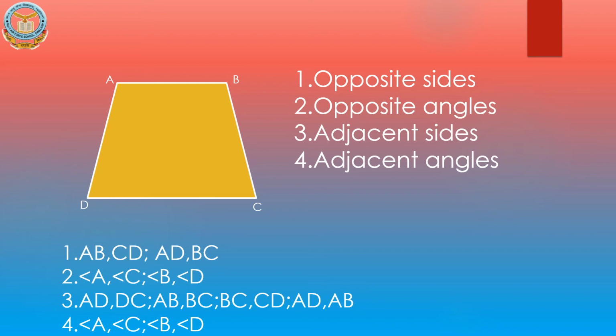AD is adjacent to DC. AB is adjacent to BC. BC is adjacent to CD as they have a common vertex C, and similarly AD is adjacent to side AB. Adjacent angles. Angle A is adjacent to angle B and angle B is adjacent to angle C, or angle C is adjacent to angle D.